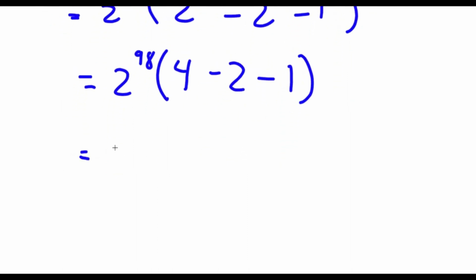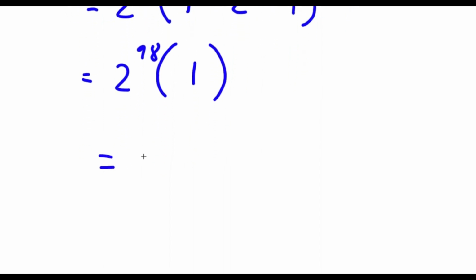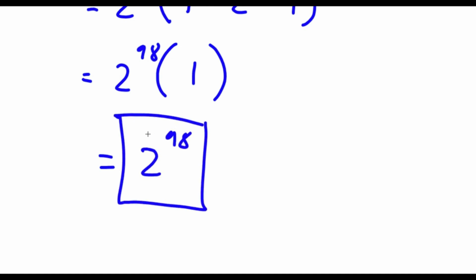Now this is the same thing as 2 to the power of 98 times 4 minus 2 is 2, and 2 minus 1 is 1. So I have 2 to the power of 98 times 1, and this is simply equal to 2 to the power of 98, because anything times 1 is itself. So this is my answer.